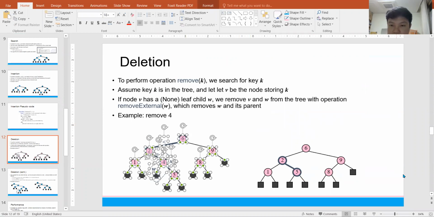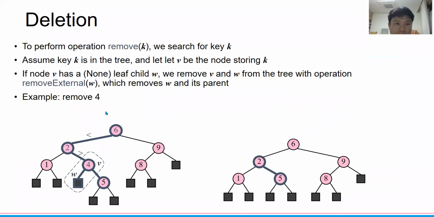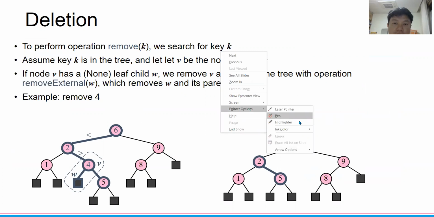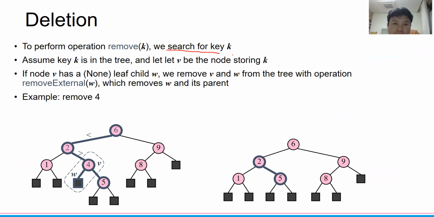We want to remove this item. If we want to remove, we need to find the k. So k means the key that we want to remove. First we search for k, and after I find k, I will try to remove it. But we cannot simply remove k with just a delete, because we need to understand the other conditions after we remove it. So assume key k is in the tree and let v be the node storing k.